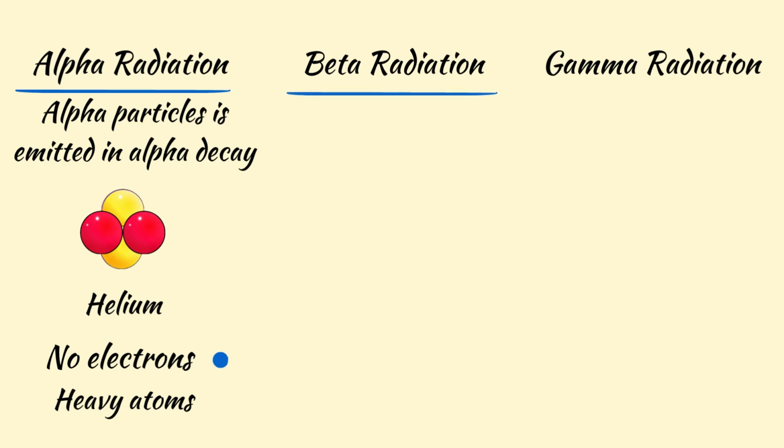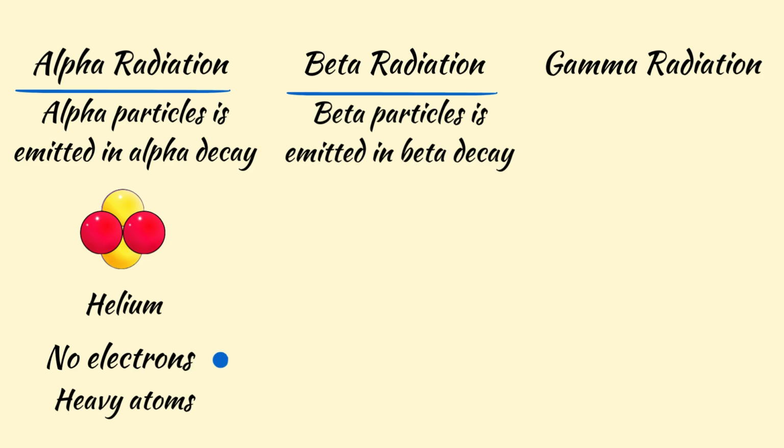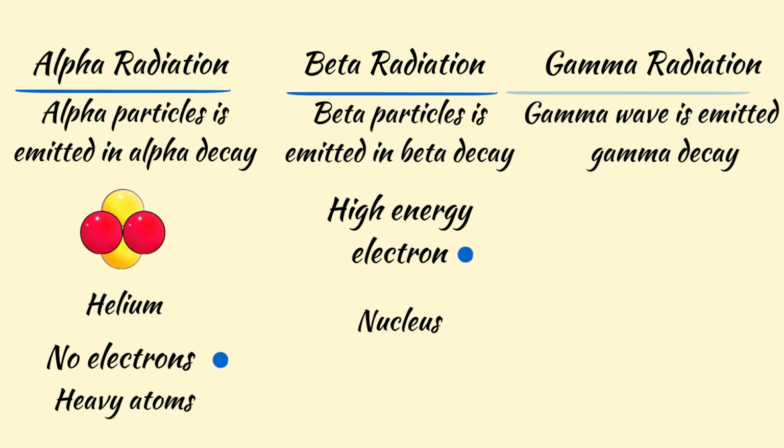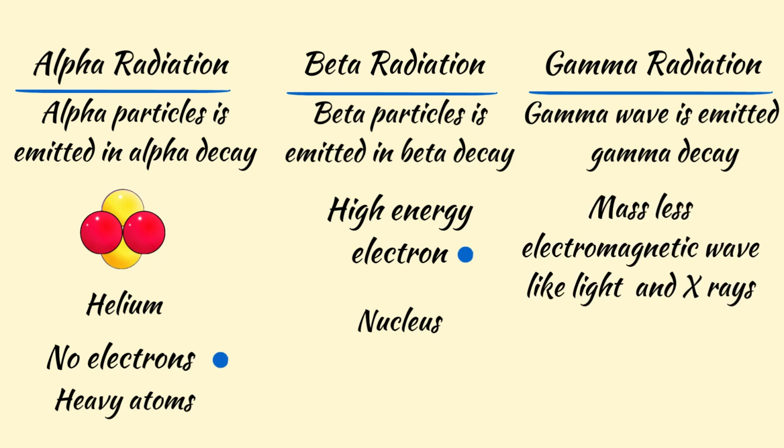Beta radiation is an atom emitting beta particles in beta decay. A beta particle is a high-energy electron that gets emitted from the nucleus of the atom. In beta decay, the atom releases an electron that is created inside the nucleus. I'll explain this in a moment. Gamma radiation is emitted in gamma decay. In this decay, the atom doesn't release any particle but a massless electromagnetic wave like light and X-rays, but stronger.